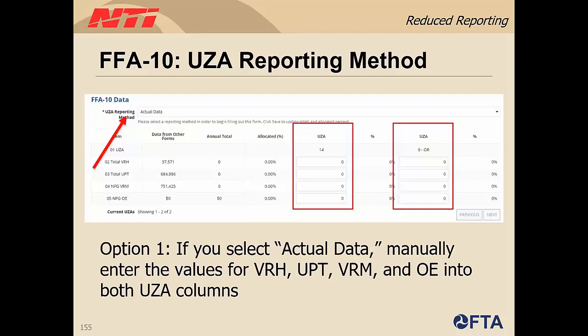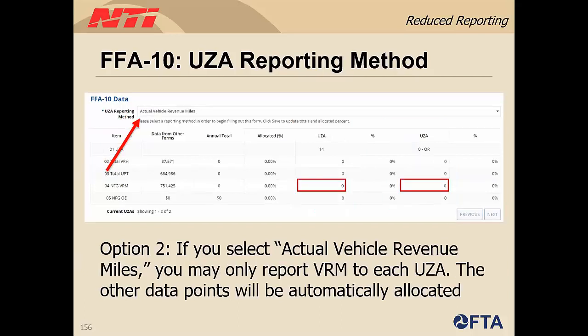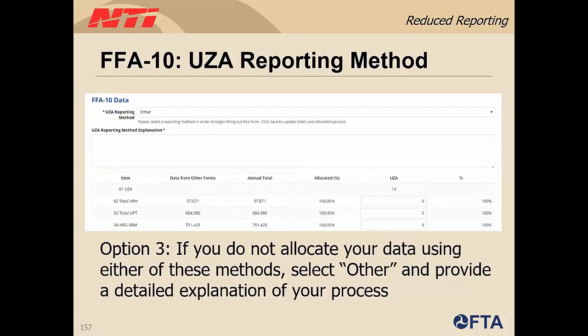If you select actual data, you will need to manually enter the values for VRH, UPT, VRM, and OE into both UZA columns. If you select actual vehicle revenue miles, you may only report VRM to each UZA. The other data points will automatically be allocated. You will report the amount of VRM in each UZA column. If you select other, allocate your data accordingly and then provide a description of your methodology.